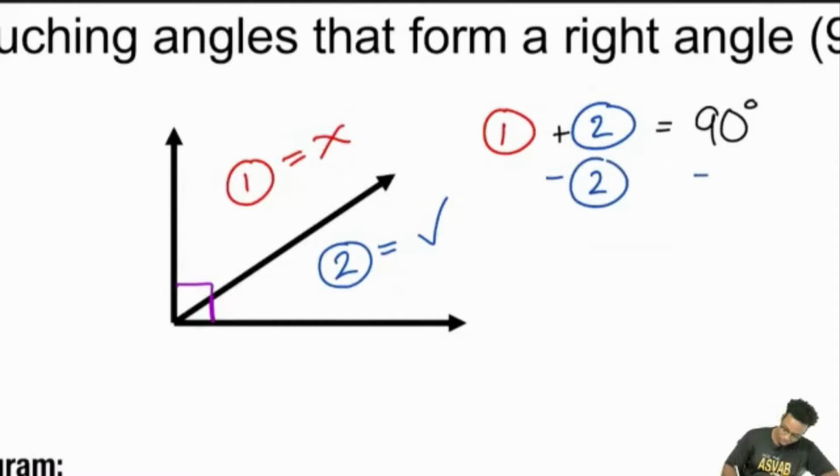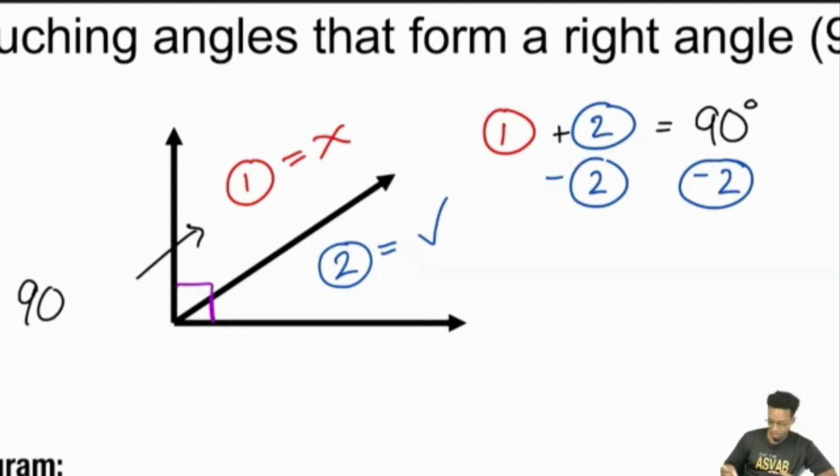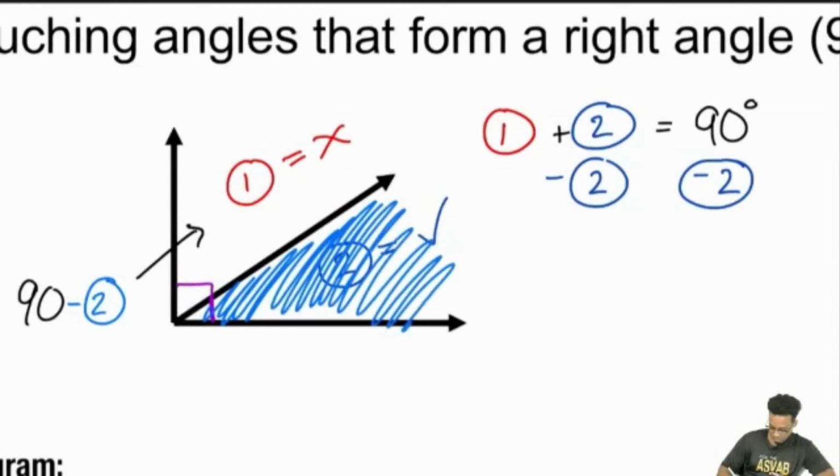If I take away angle 2 from the 90 degrees, which is exactly what this looks like right here, watch this. If I take away angle 2, isn't that the same thing as doing this? Now I only have angle 1 left, right? And then I should have its value. I should know what it is if I take away angle 2 from the 90.